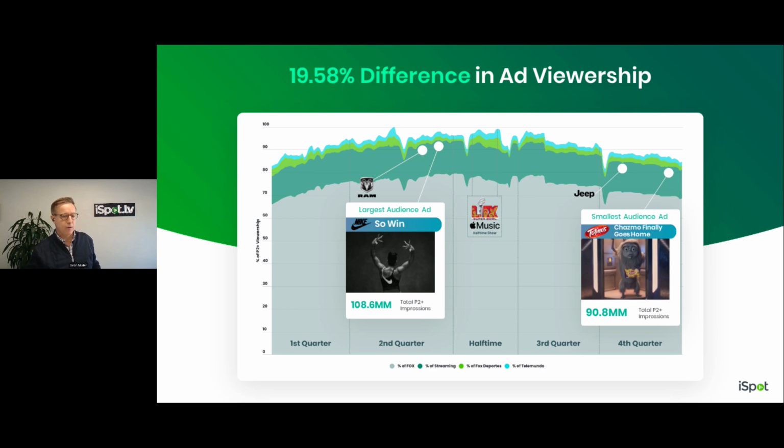This is in-home viewers. Conversely, the lowest audience ad was the Totino's ad towards the end of the game and 90.8 million.